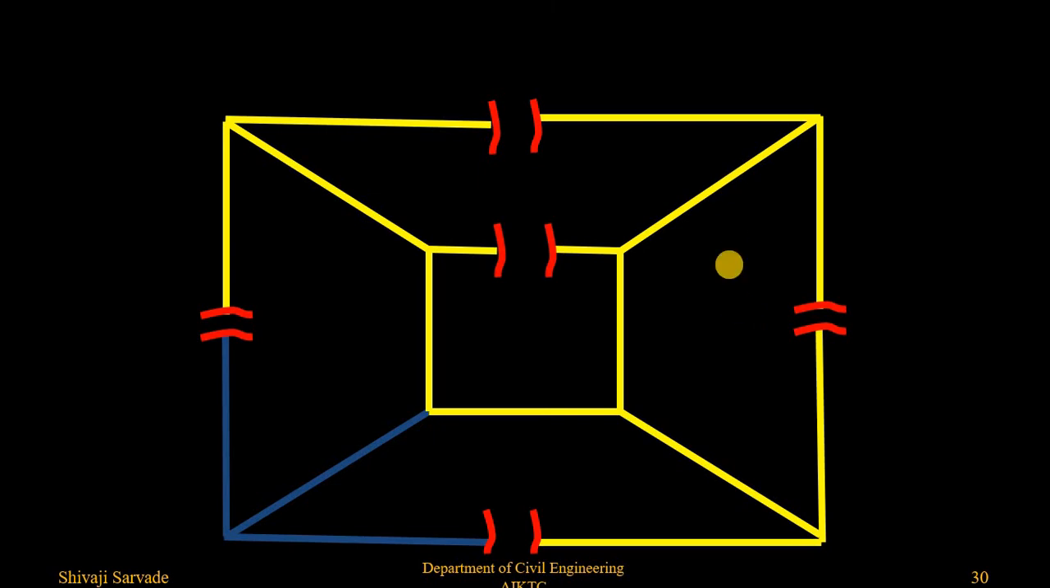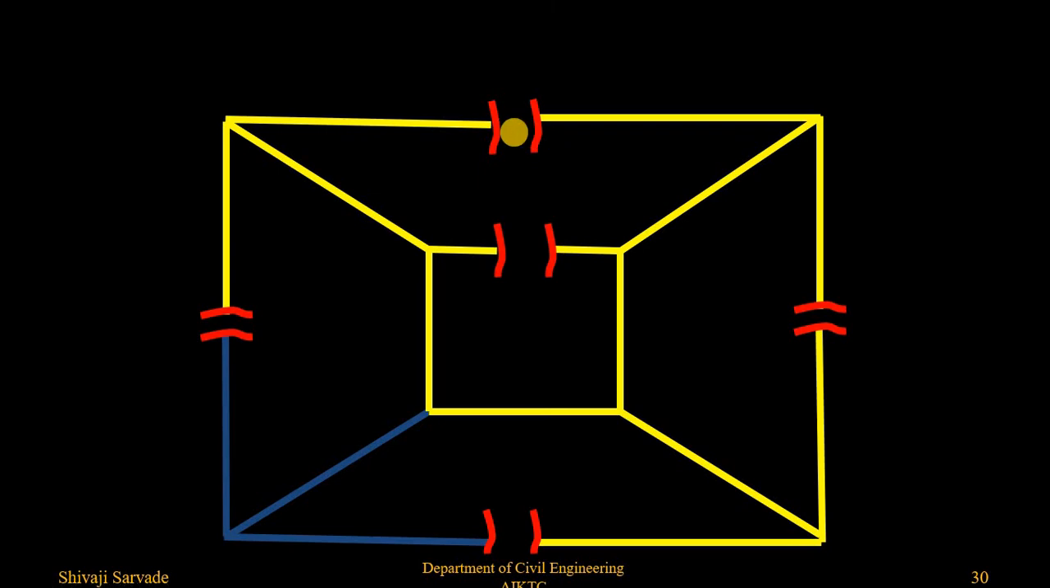So the degree of internal static indeterminacy for a plane frame is 3 times the number of cuts. Why 3? Because every time you make a cut, you are releasing 3 forces. Which are the 3 forces? You are releasing axial force, shear force, and bending moment. So these are the three forces that you release each time you make a cut in the structure.